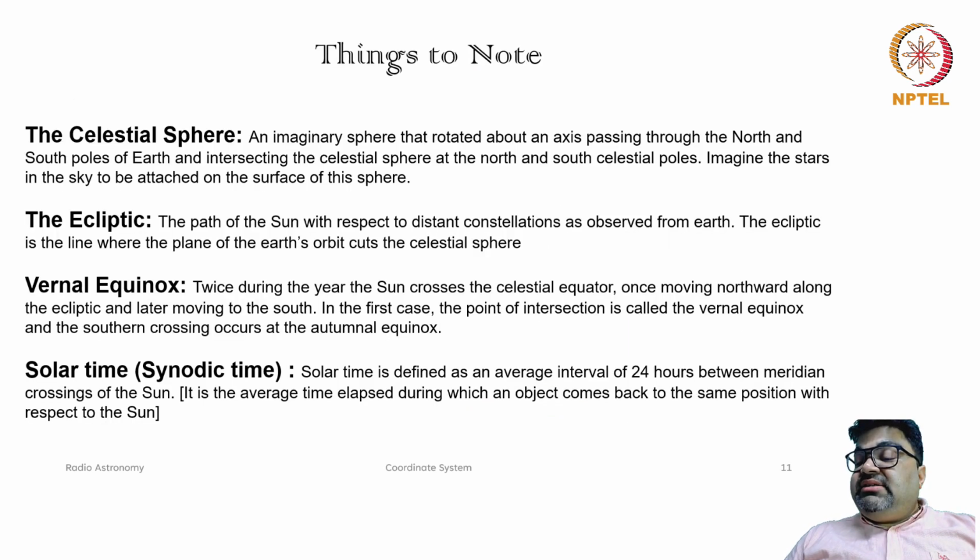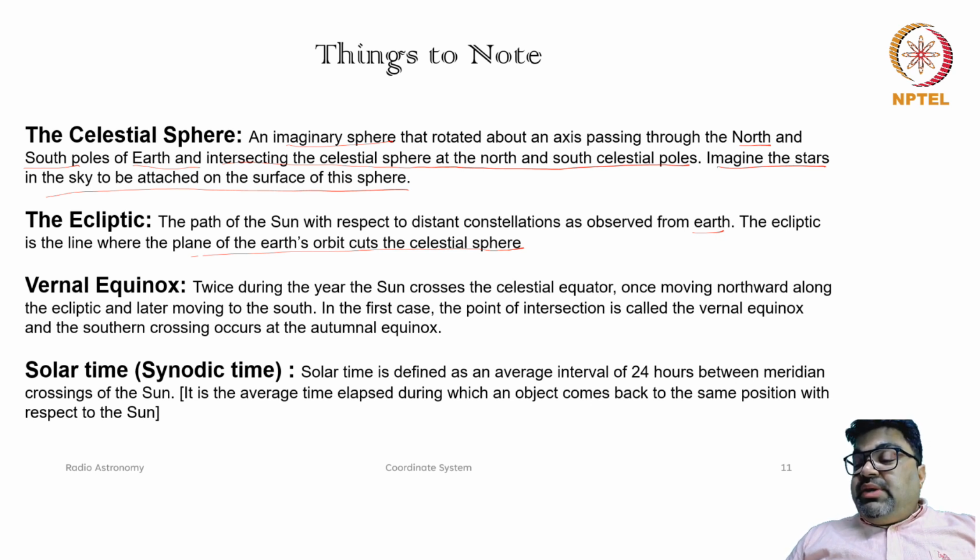So, just to recap, the celestial sphere is an imaginary sphere that rotates about an axis passing through the north and the south poles of the earth, intersecting the celestial sphere at the north and south celestial poles. Imagine the stars in the sky to be attached to the surface of this sphere. The ecliptic is the path of the sun with respect to the distant constellations as observed from earth. The ecliptic is the line where the plane of the earth's orbit cuts the celestial sphere.